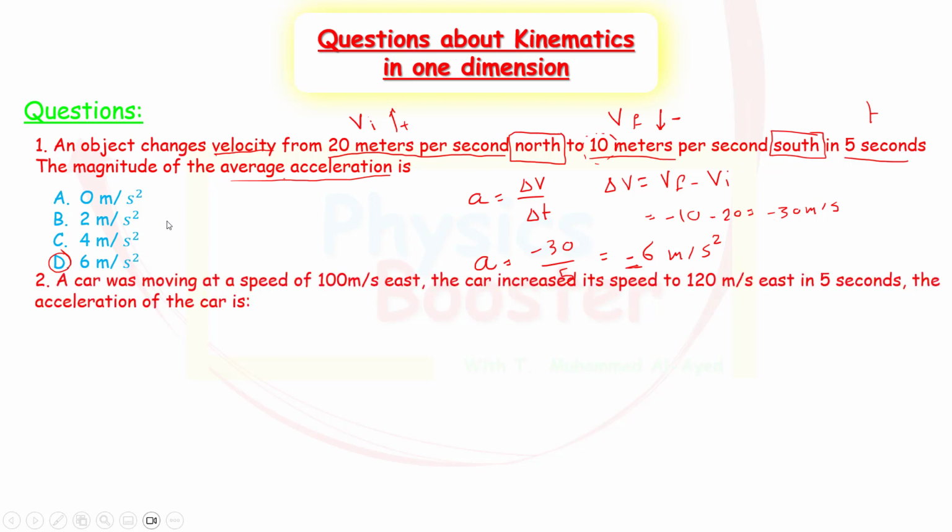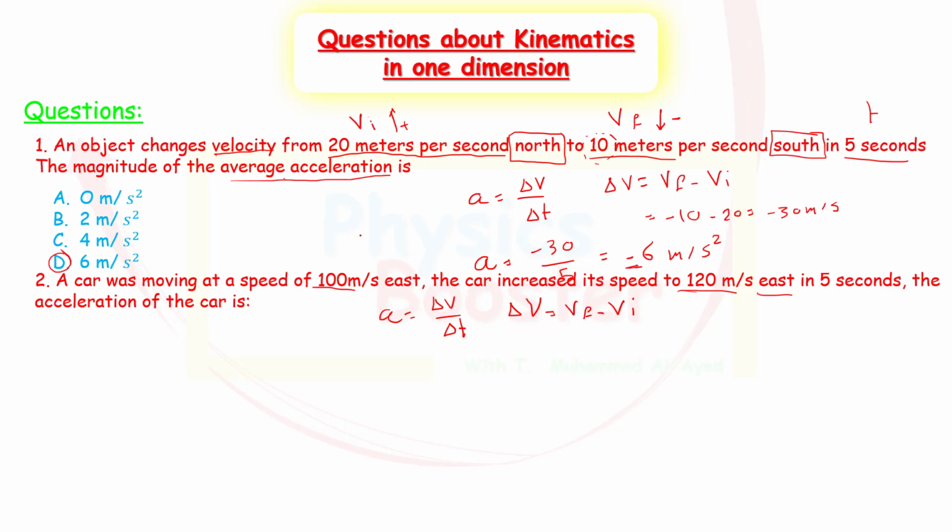Next question. A car is moving at a speed of 100 meters per second and it's going east. Now the car increased its speed to 120 meters per second, also east. So there is no change in this sign. Now the acceleration of the car is, well, again, acceleration is equal to delta V over T. We're going to extract the information from the question. Delta V is equal to V final minus V initial. Okay, what is our final speed? Well, it says that it was 100 meters per second. Now it's 120 meters per second.